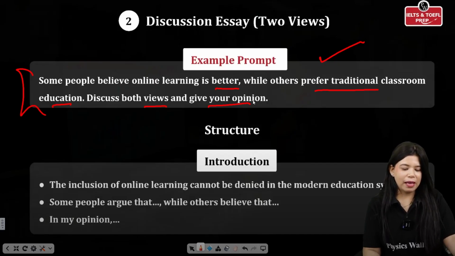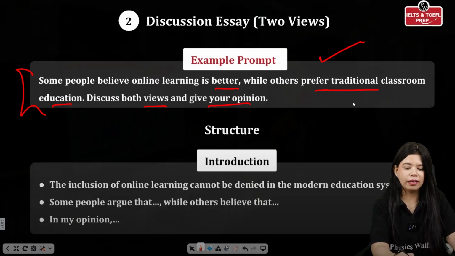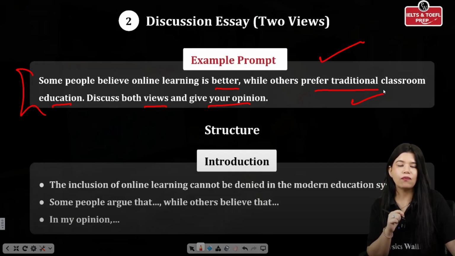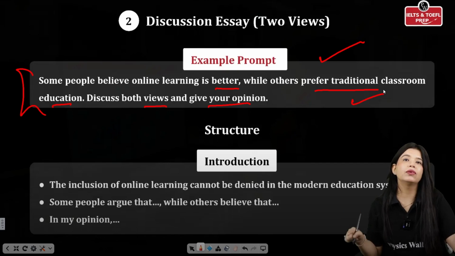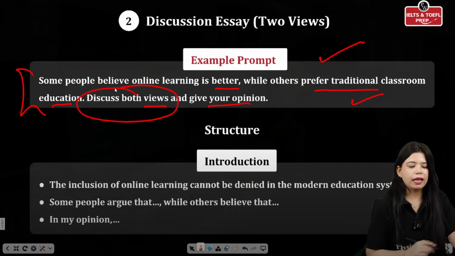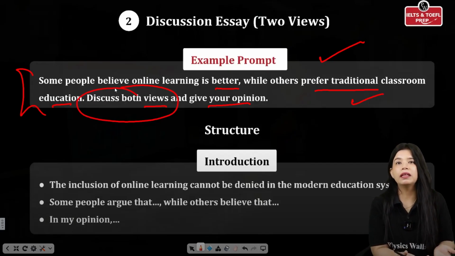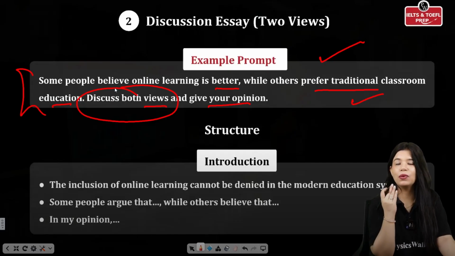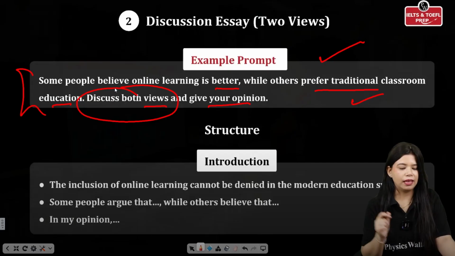Anyway, coming back to this question, so yes, you need to state your opinion very clearly whether you are in the favor of online learning or traditional classrooms. And let's say you are in the favor of online learning, you still have to discuss the opposite side also, that's traditional classroom. And that's because the question is demanding. The question is saying, discuss both views. If the question is demanding, you can't ignore that. So even if you are in the favor of one side, discuss the other.